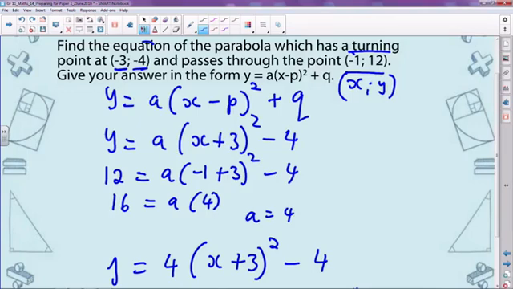Then what you need to do is substitute back into the original equation, which is given in the form of y equals a into x minus p squared plus q. Substitute a, p, and q.